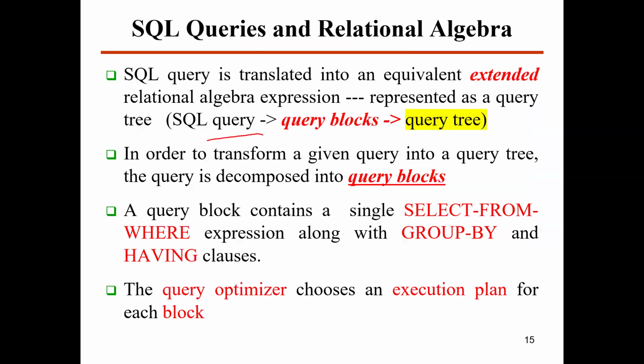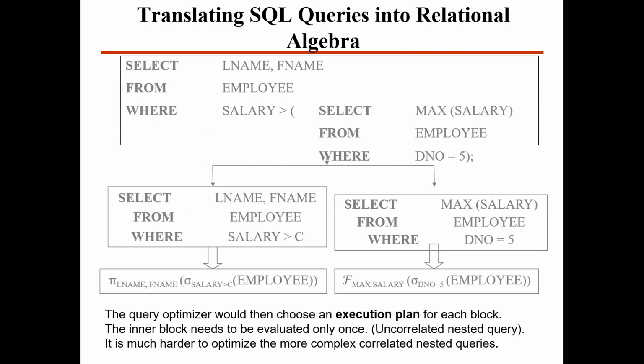The second is query processing stage 2. As I said, the SQL query is converted into the query tree by creating query blocks, which are written in relational algebra. The SQL is translated into an equivalent extended algebraic expression, which is called query blocks. Then these query blocks are converted into query trees. A query block will contain select, from and where clauses. It can also have group by and having clauses. The optimizer will choose the execution plan for each block.